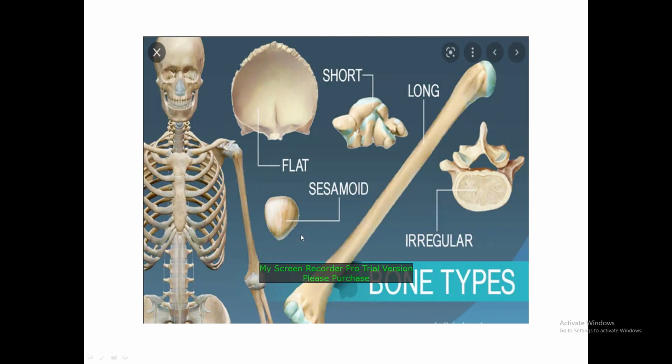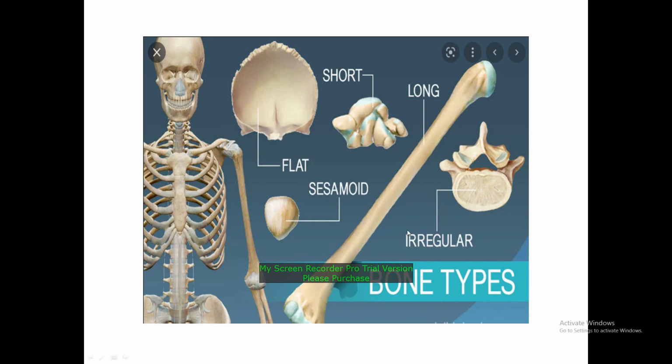Bone. Bone makes the structure of our body. It is like a framework of our body. Babies' skeletons are made up of more than 300 bones, but as we grow up, the bones get fused and the adult skeleton has 206 bones, which are harder.